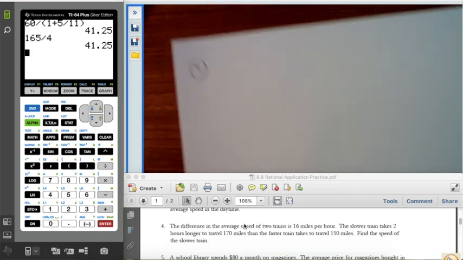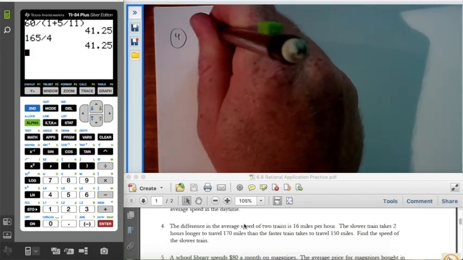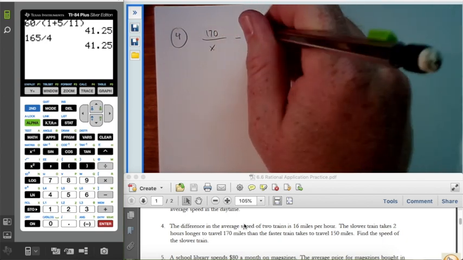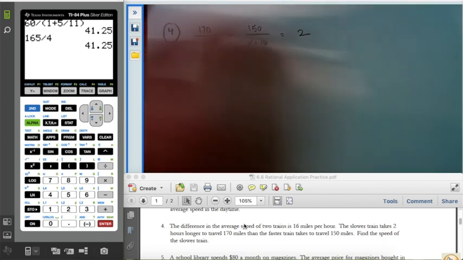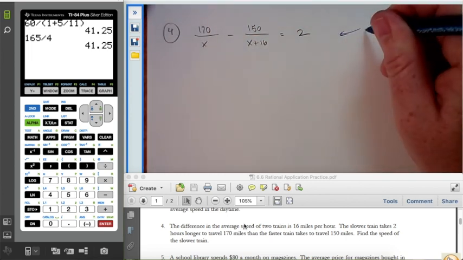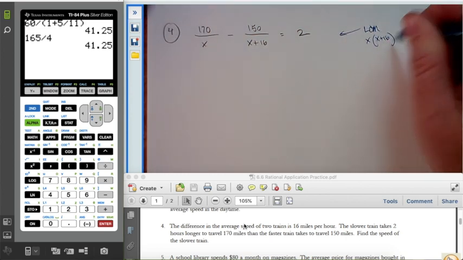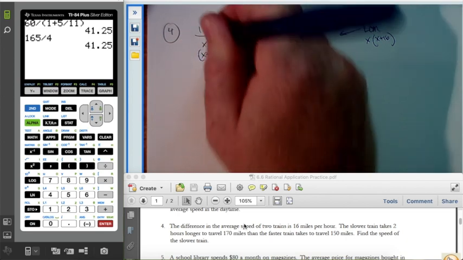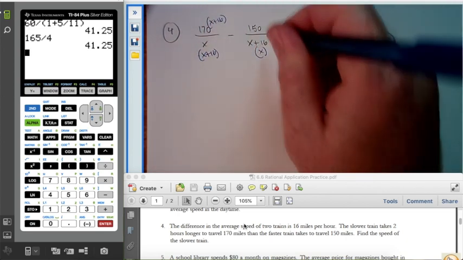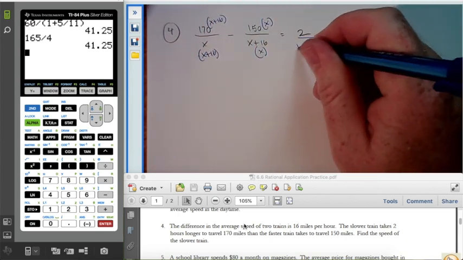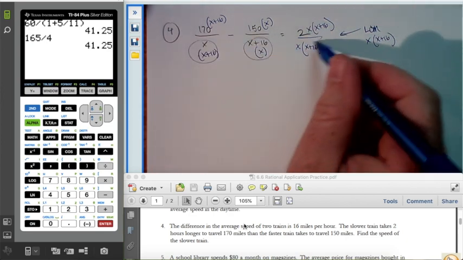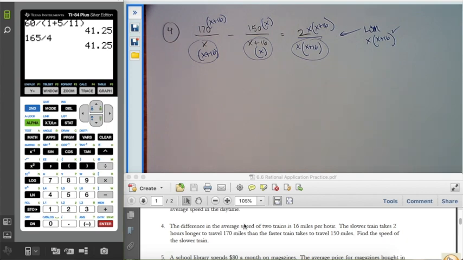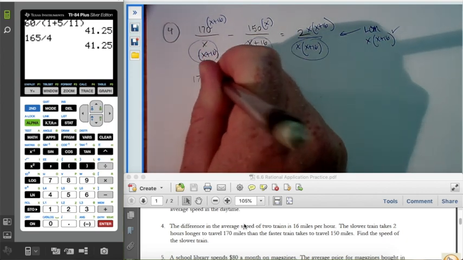All right, and number 4. Let's see, we had 170 over x minus 150 over x plus 16, and the answer is supposed to be 2. Like the difference between those two rates is just 2. So we are going to get a least common multiple of x times x plus 16. So do a little bit of work to make sure all those denominators are the same. They are. And then focus on the numerators.